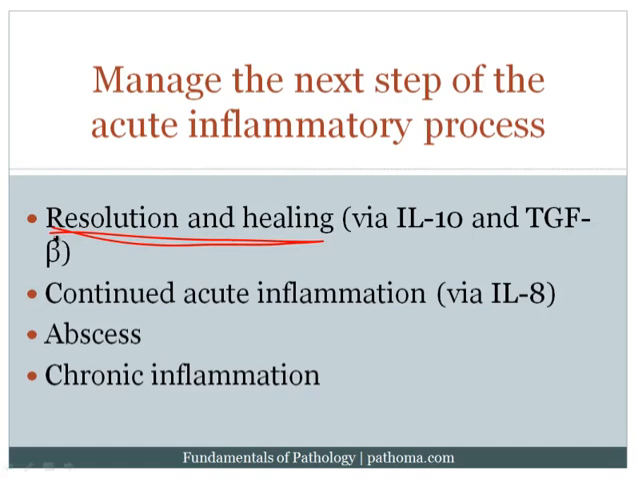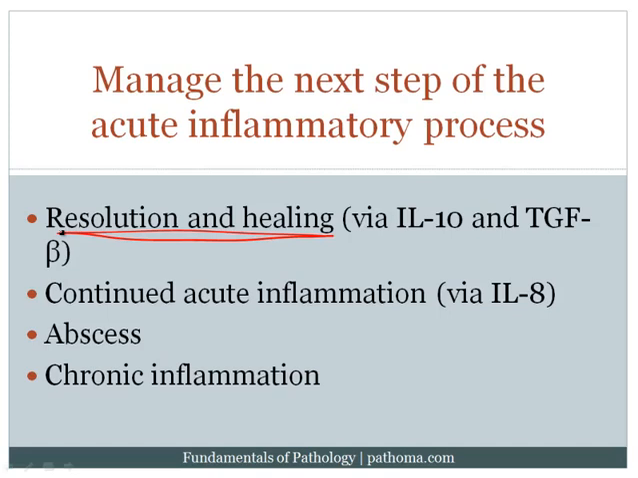Now, the key thing about IL-10 and TGF-beta, these are both things that shut down the inflammatory process. So I think it's important to remember that IL-10 and TGF-beta are kind of anti-inflammatory. They sort of shut down the inflammatory process, and then they also allow for the eventual calling in of healing. And we're going to talk about wound healing a little later in this chapter.